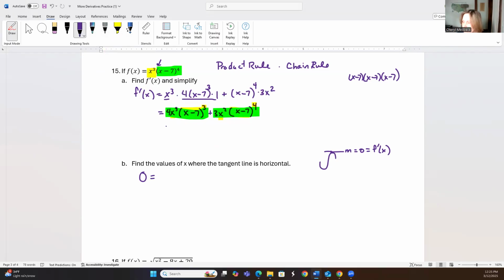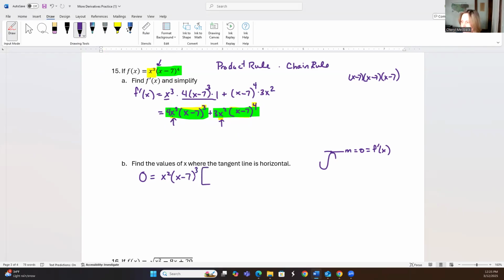So what we're going to do is this has an x cubed and this has an x squared. That means I can factor out an x squared. This has an (x minus 7) to the third, and this term has an (x minus 7) to the fourth. That means I can factor out an (x minus 7) to the third.